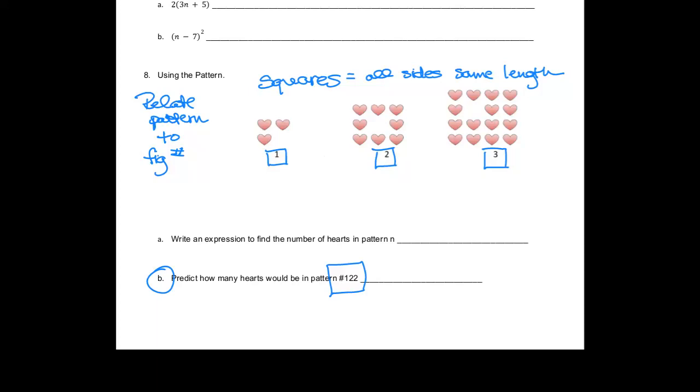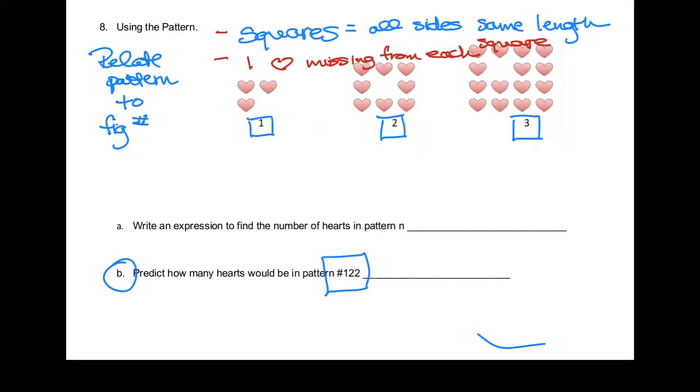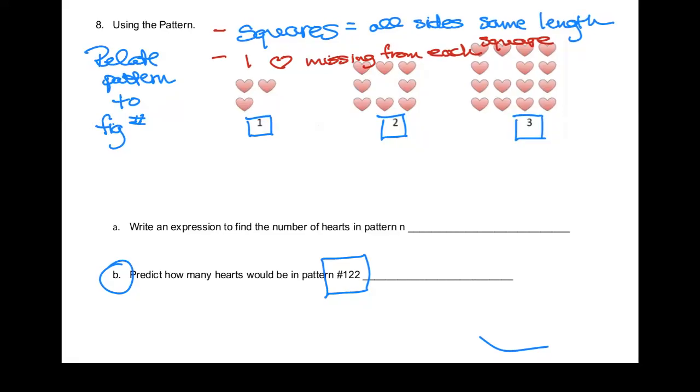A heart is missing. So how many hearts is that? When you say a heart, that is 1 heart missing from each square. Okay? So 1 heart is missing from each square. So looking at figure number 1, it should be a square.